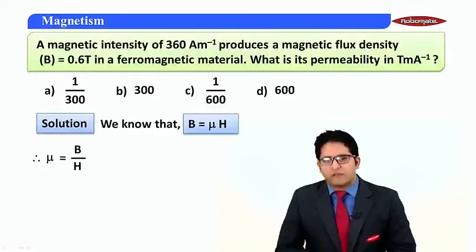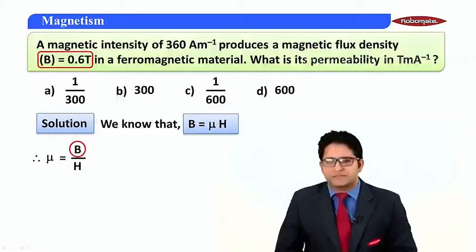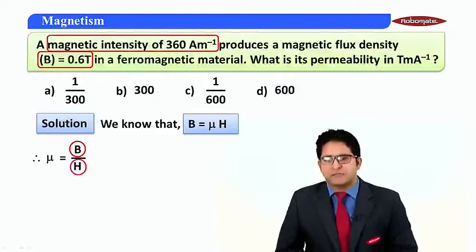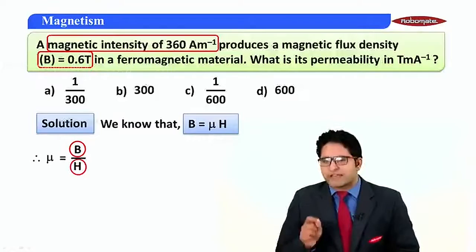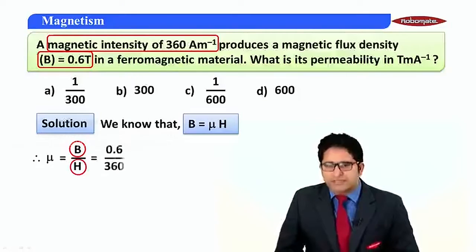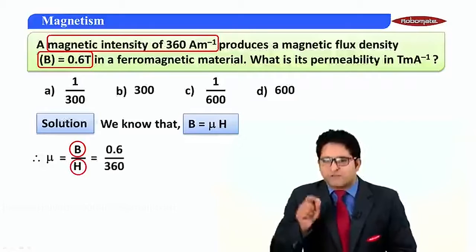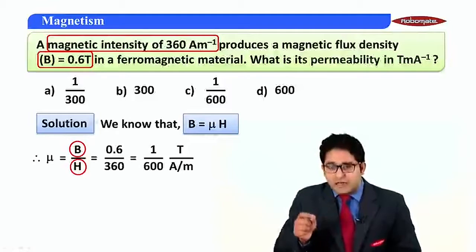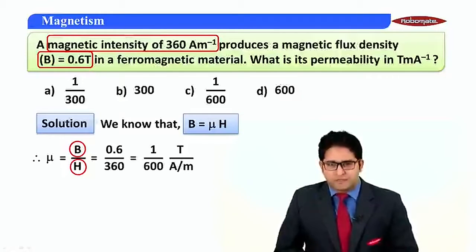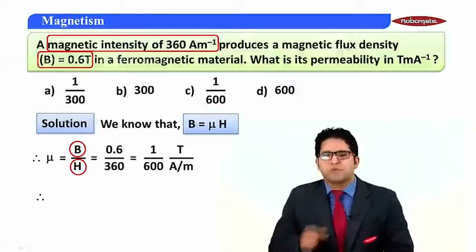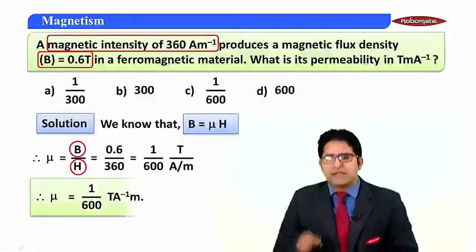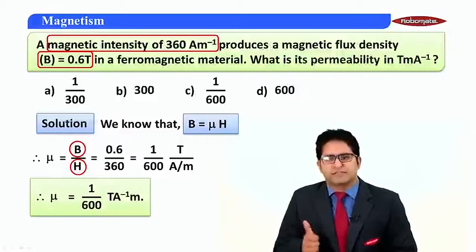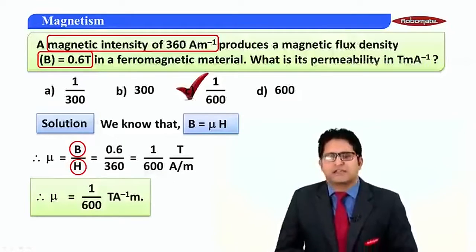Now I know value of B. What is value of B? It is 0.6 Tesla. I also know value of H. What is value of H? It is 360, right? So if I put these two values, what we'll get? We'll get 0.6 upon 360. So after calculating, I'll get final answer as 1 by 600 into Tesla upon ampere per meter, right? So if I rearrange it, I'll get mu is equal to 1 by 600 Tesla ampere inverse into meter, right? So which is the correct answer? In this case, option C is the correct answer, right?